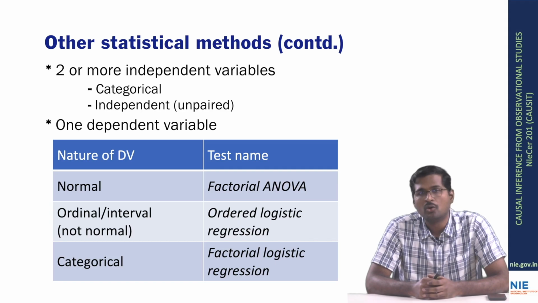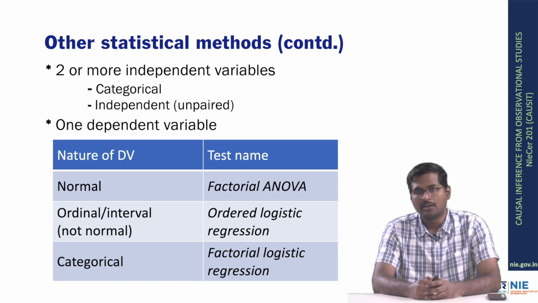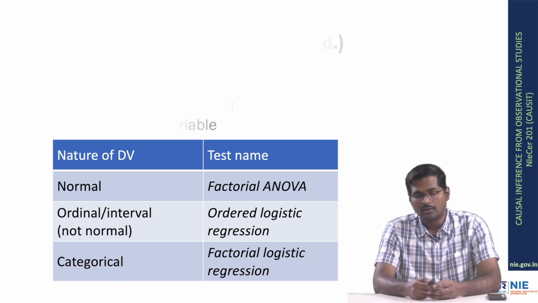If you have two or more independent variables which are categorical in nature, but they are unpaired, and there is only one dependent variable, and if that dependent variable is normal, then you can use factorial ANOVA. If the dependent variable is ordinal or interval, that is not normally distributed, you can use ordered logistic regression. And if the dependent variable is categorical, you use factorial logistic regression.